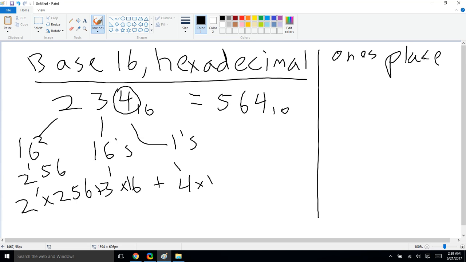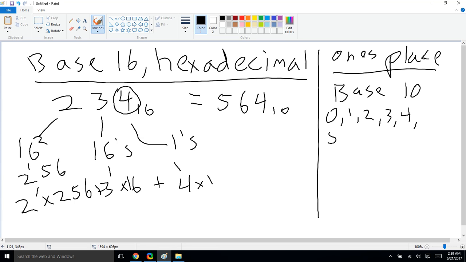Okay, so in base 10, what are the possible values for the 1's place? You have a digit, so you have 0, 1, 2, 3, 4, 5, 6, 7, 8, 9. Those are the possible values for a digit. And then if you need to go past 9, then you would go 10, and you'd be using the 10's digit.